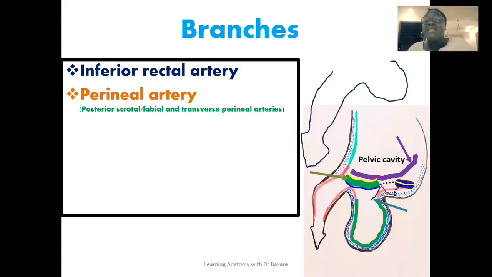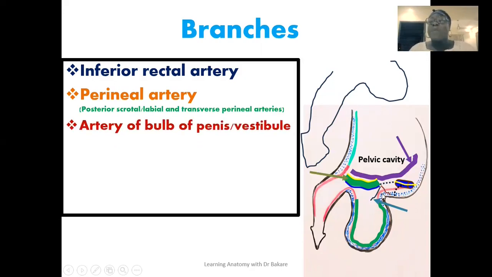After emerging, it is seen to be directed into the superficial perineal pouch. And this is where we have the superficial perineal pouch here, where it will be giving supply to the posterior region of the scrotum or the labial tissue, and also the transverse perineal artery. Then after this emergence, the next branch that we have is the artery of the bulb of the penis or the artery of the bulb of the vestibule. And this is what is seen to emerge at this point.